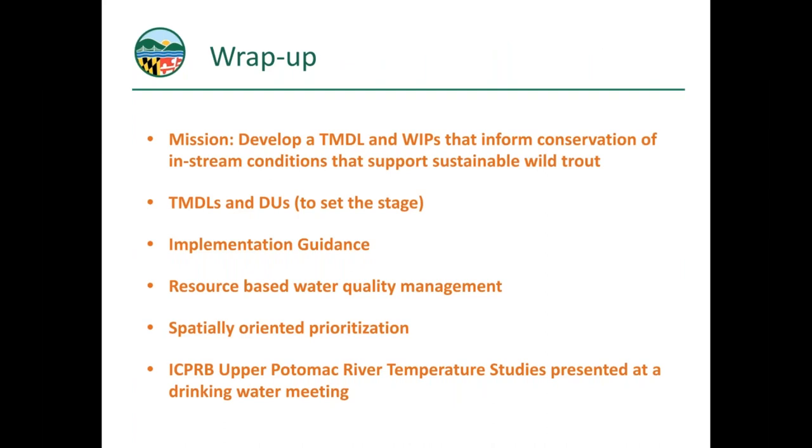So to wrap up, we're looking to develop a process, a methodology that works to sustain wild trout in Maryland, particularly brook trout. That's our only native trout. It's our only native salmonid in the state, and that's what our criteria are based on.